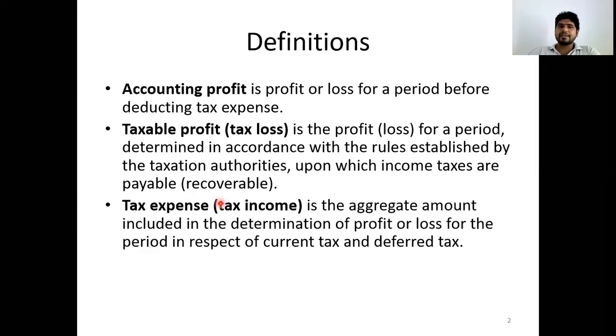The tax expense means the income tax, how much we paid as income tax to the Department of Inland Revenue. Tax expense is the aggregate amount included in the determination of profit or loss for the period in respect of current tax and deferred tax. Normally, tax expense means the amount of income tax attributable to the profit during the period. For example, if your taxable profit equals 100,000 and the corporate tax is 30%, then the tax expense is roughly 100,000 into 30%, equal to 30,000. So this 30,000 is the tax expense for the current period, right?